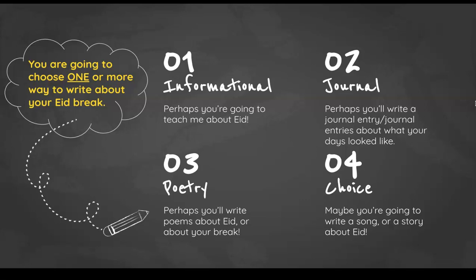So the first one is informational, so maybe you're going to teach me about Eid. Second is the journal entries we learned about, so maybe you're going to write journal entries about what your days looked like. Third is poetry, so maybe you'll write an acrostic poem or a haiku or a cinquain about your break or about Eid. And 4 is choice, so we'll talk a little bit more about that.